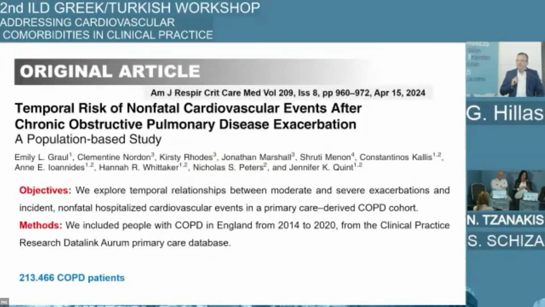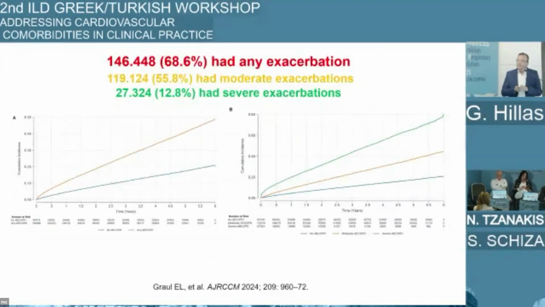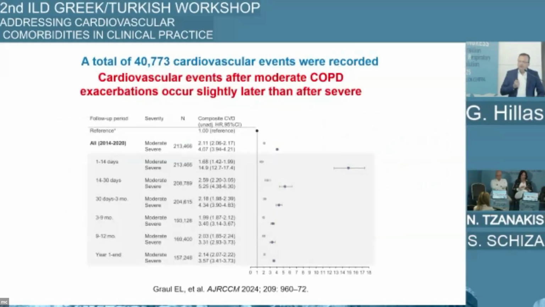This is my favorite study, with a very large cohort of more than 200,000 COPD patients, where researchers explored temporal relationships between non-fatal cardiovascular events and COPD exacerbations, severe or moderate. First of all, the majority of COPD patients experience at least one exacerbation. Approximately 56% had moderate exacerbations, and 13% had severe exacerbations. But the most important finding, at the end of the study, where a total of more than 40,000 cardiovascular events were recorded, was that cardiovascular events after a moderate COPD exacerbation occurred slightly later, about 14 days to 4 weeks after a COPD exacerbation, when compared to the time after a severe exacerbation.